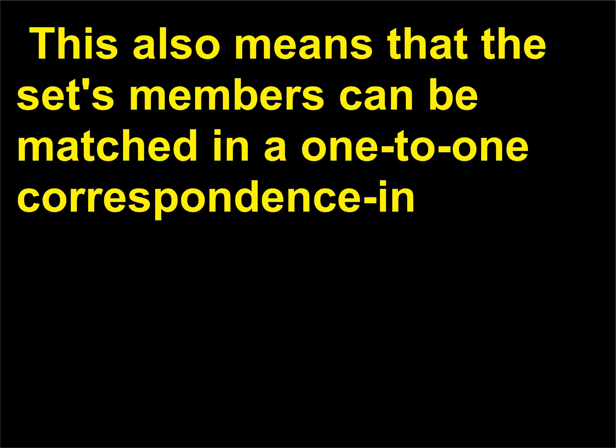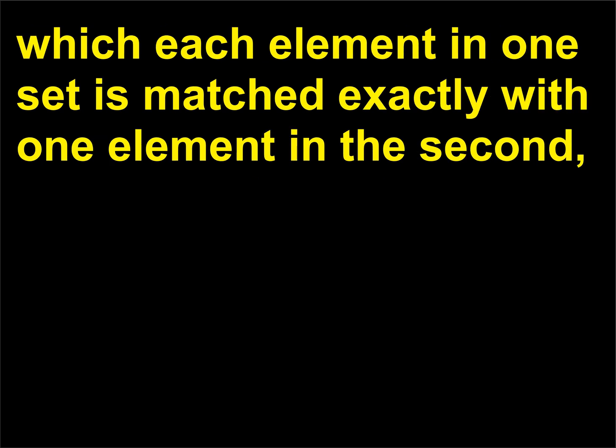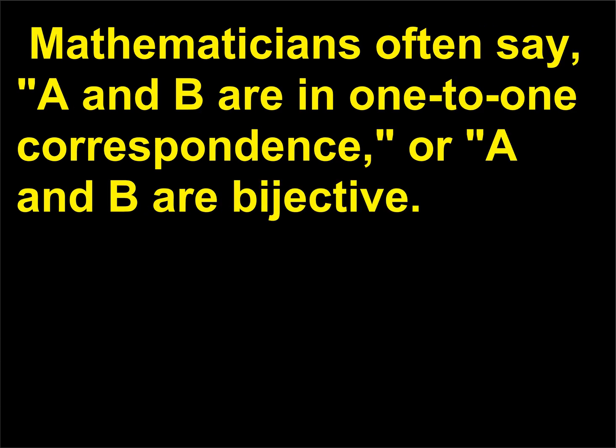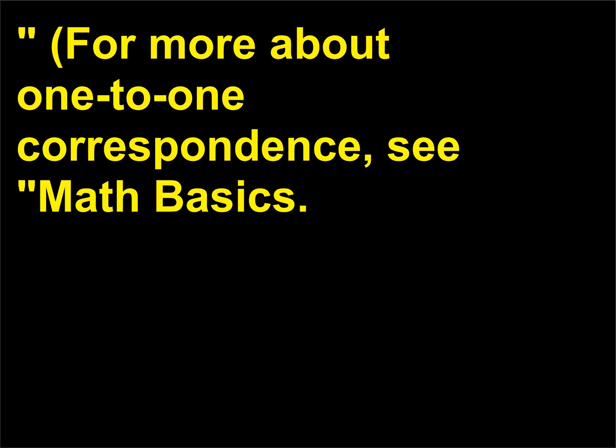This also means that the set's members can be matched in a one-to-one correspondence in which each element in one set is matched exactly with one element in the second, and vice versa, with all the natural numbers, or with a subset of the natural numbers. Mathematicians often say, A and B are in one-to-one correspondence, or A and B are bijective. For more about one-to-one correspondence, see Math Basics.